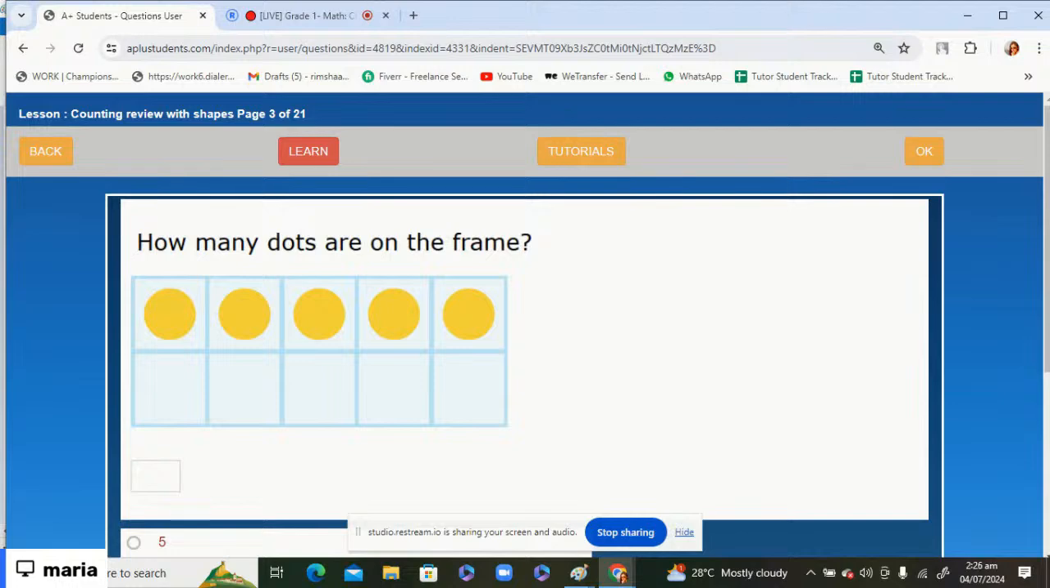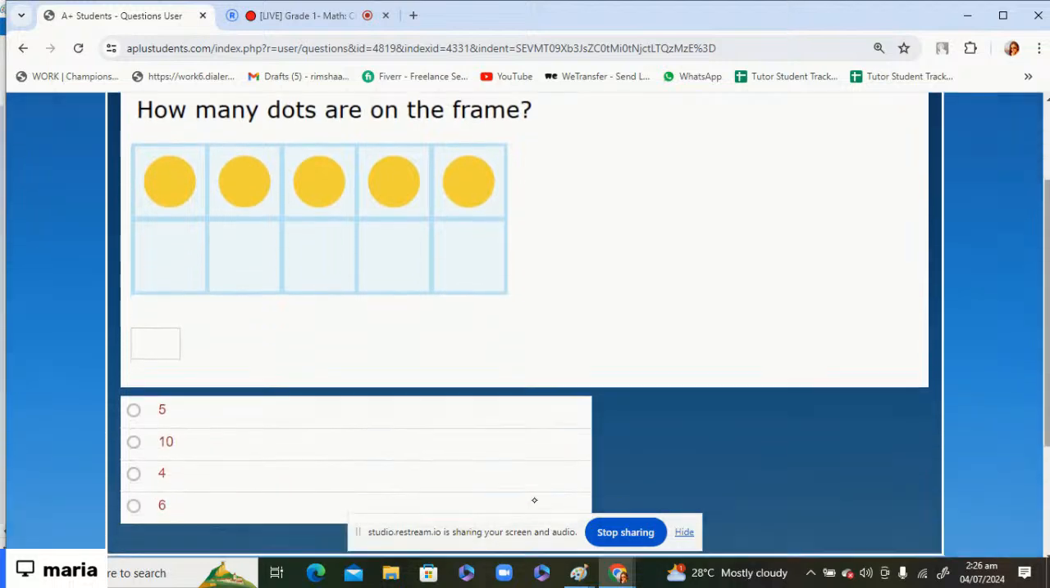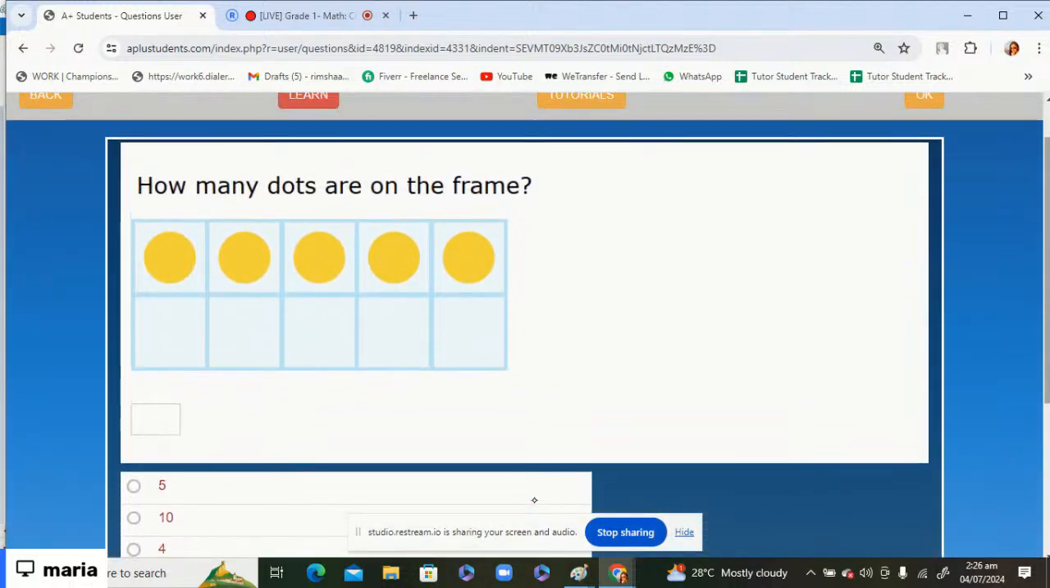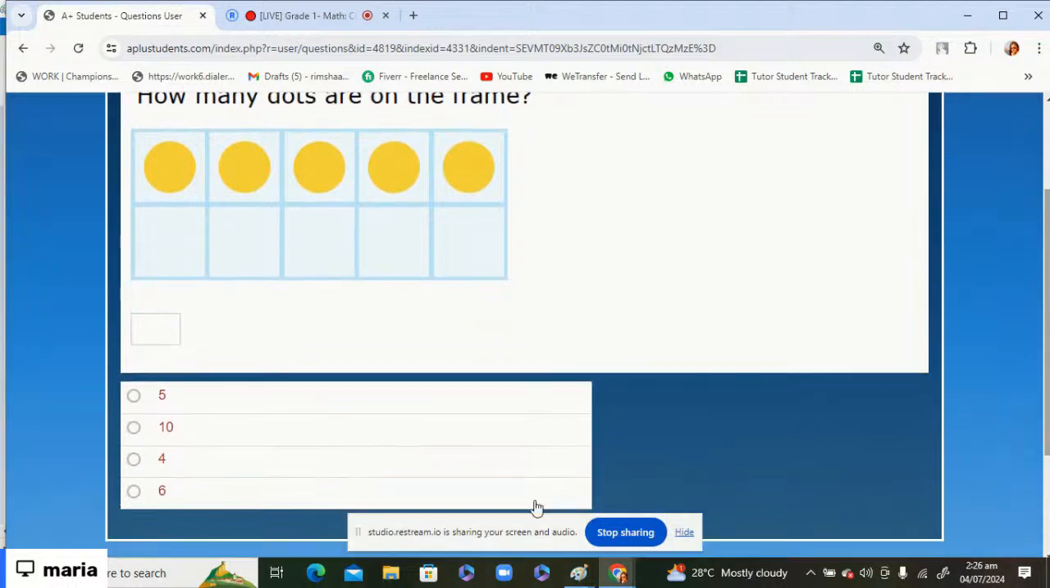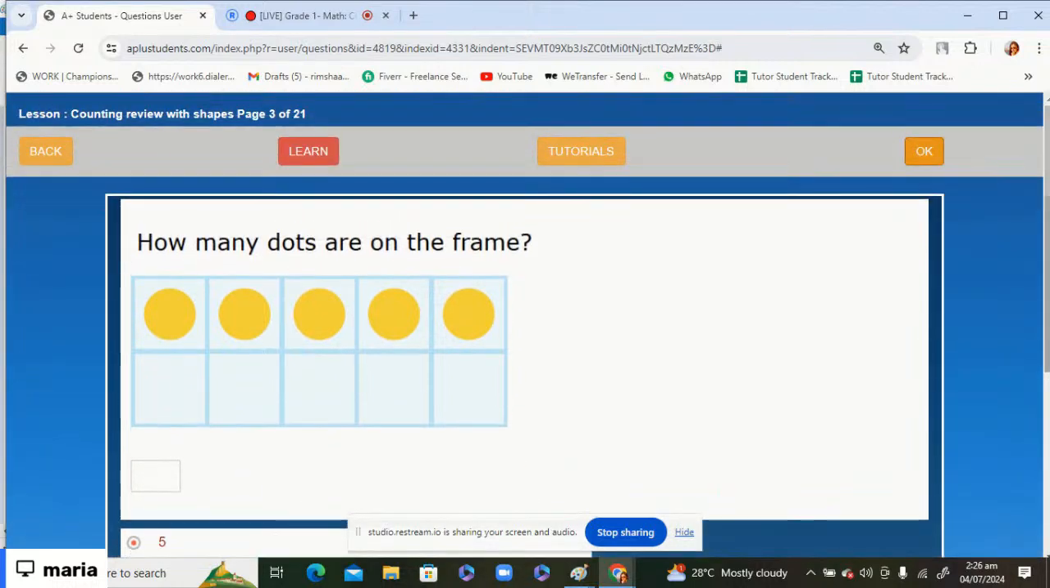Anyone can answer, please type in the chat. I'm waiting. How many of it? It's five. Okay, it's not six. Okay, let's count it again. One, two, three, four, five. Okay, so option A. Let's go with it.